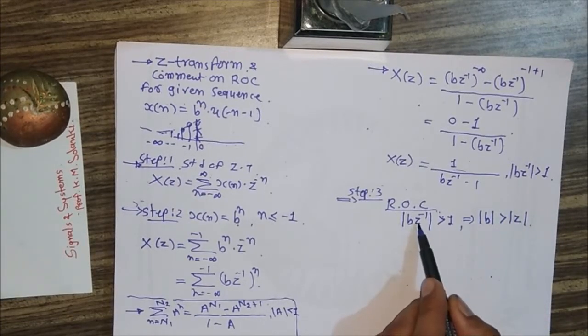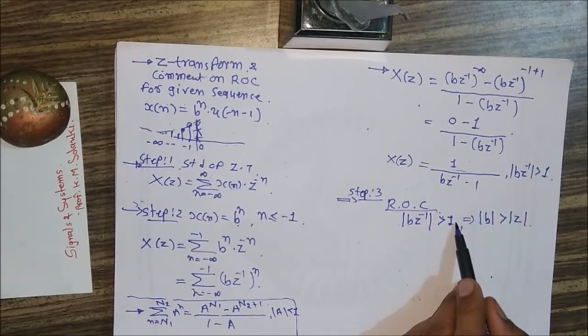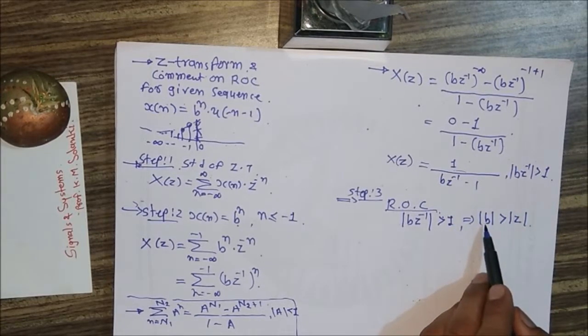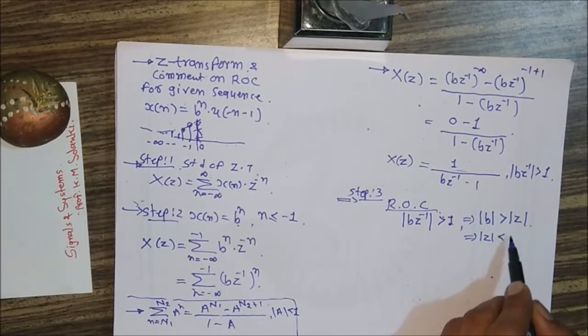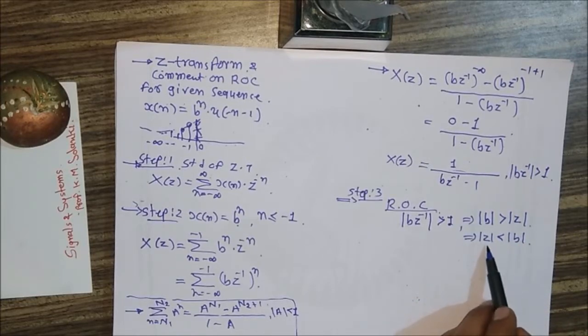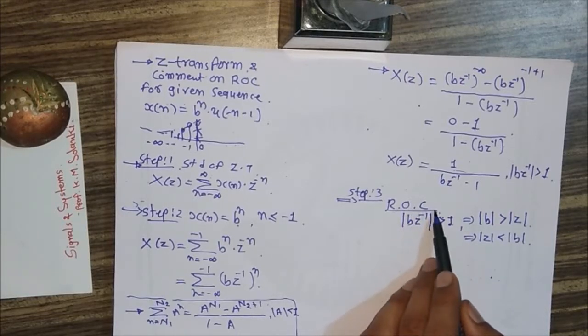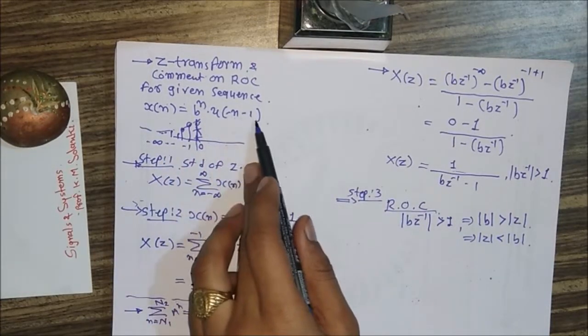As 1 upon z, this is nothing but b times z inverse, also known as b upon z. So the denominator of z becomes the numerator on the right hand side. So mod b is greater than mod z. So this becomes mod z is less than mod b. It means the set of all z values which are less than the radius b circle. This becomes the ROC of the given x of n, b raised to n, u of minus n minus 1.